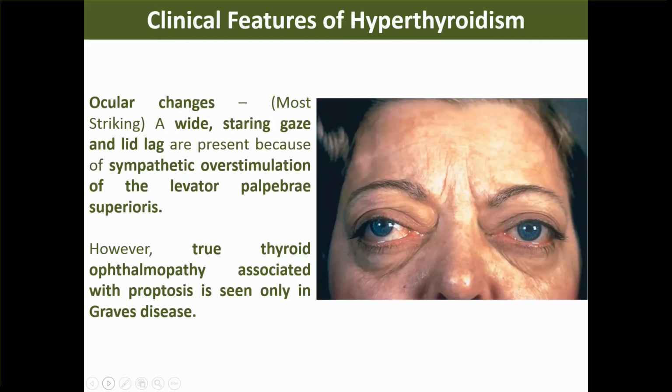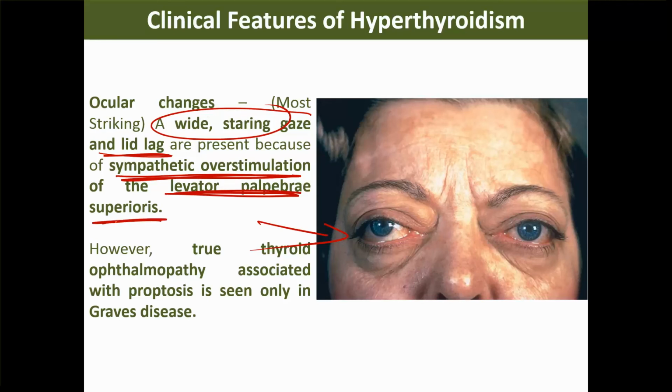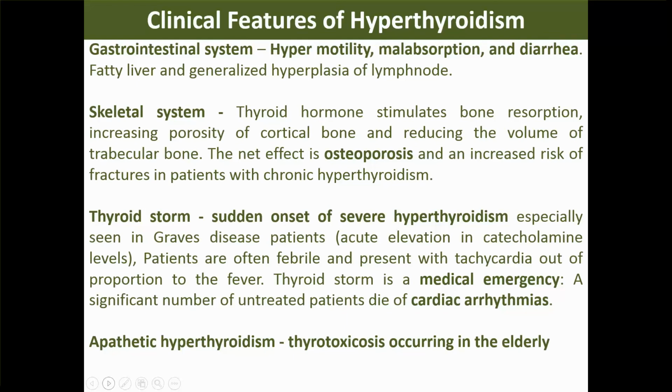And characteristic ocular changes, believe me, it will be very characteristic, a wide staring gaze like this, and there will be lid lag, okay, from sympathetic overstimulation because they affect the levator palpebrae superioris. So the true thyroid ophthalmopathy is called exophthalmos, proptosis, that is seen in Graves' disease. The gastrointestinal system becomes hypermotile, and because of that malabsorption takes place and they end up with diarrhea.